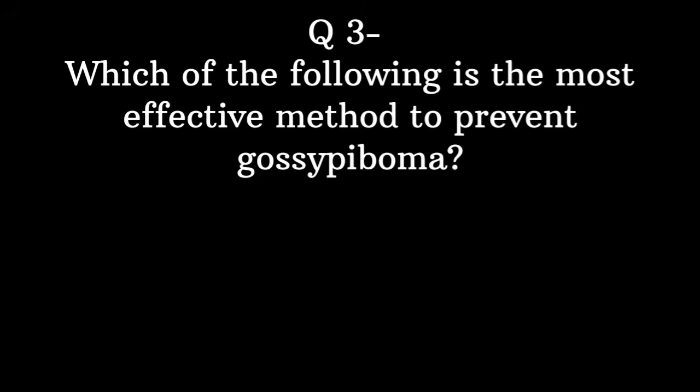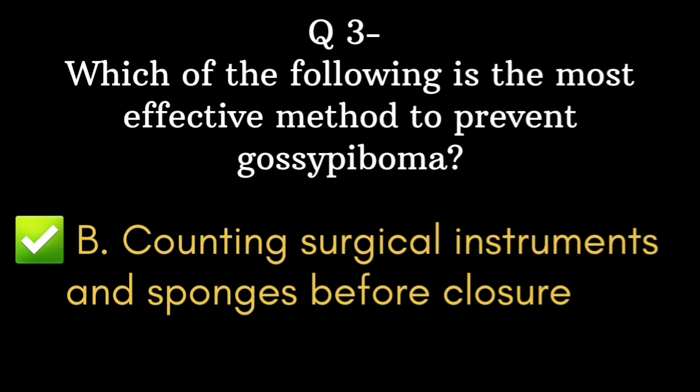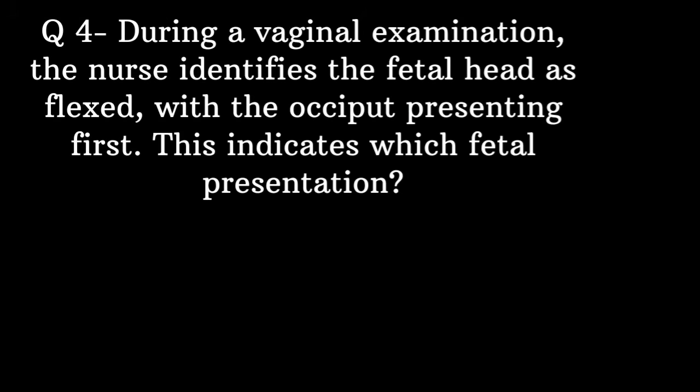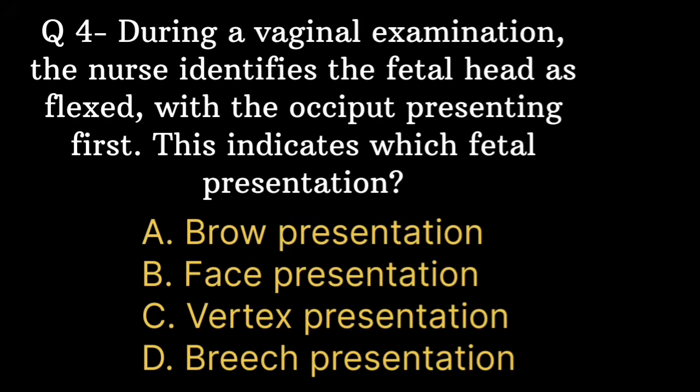Option B is the correct answer. Counting surgical instruments and sponges before closure. Question number 4. During a vaginal examination, the nurse identifies the fetal head as flexed with the occiput presenting first. This indicates which fetal presentation? Option A. Brow presentation. Option B. Face presentation. C. Vertex presentation. D. Breech presentation.